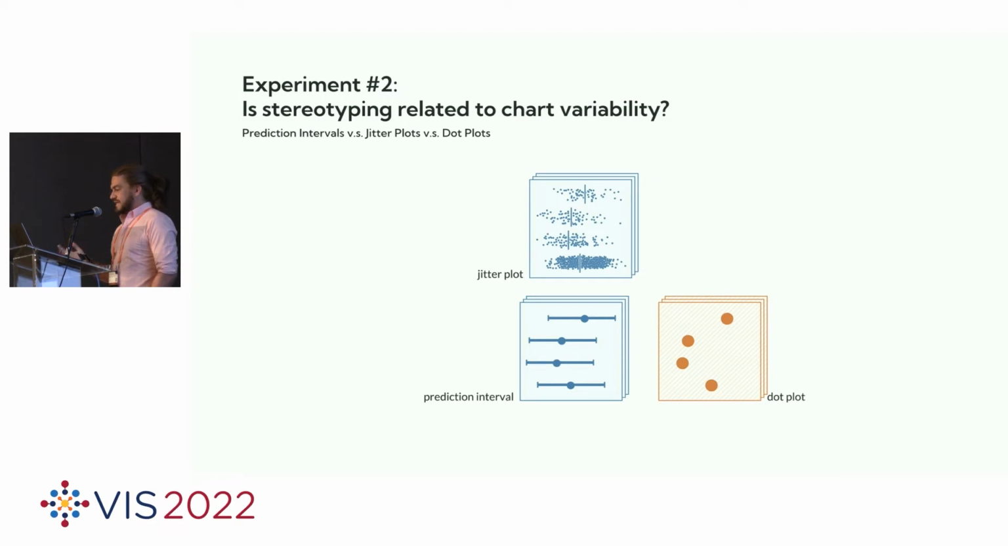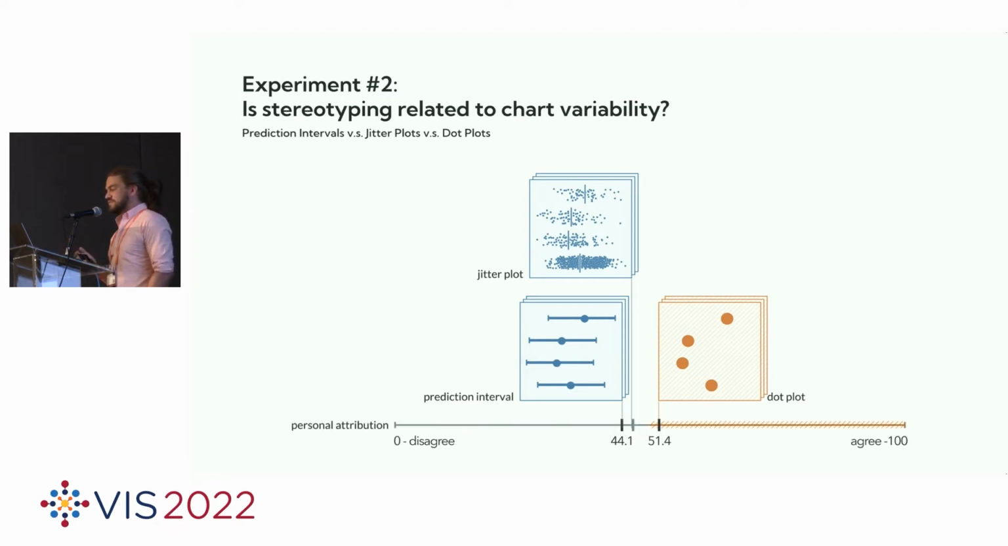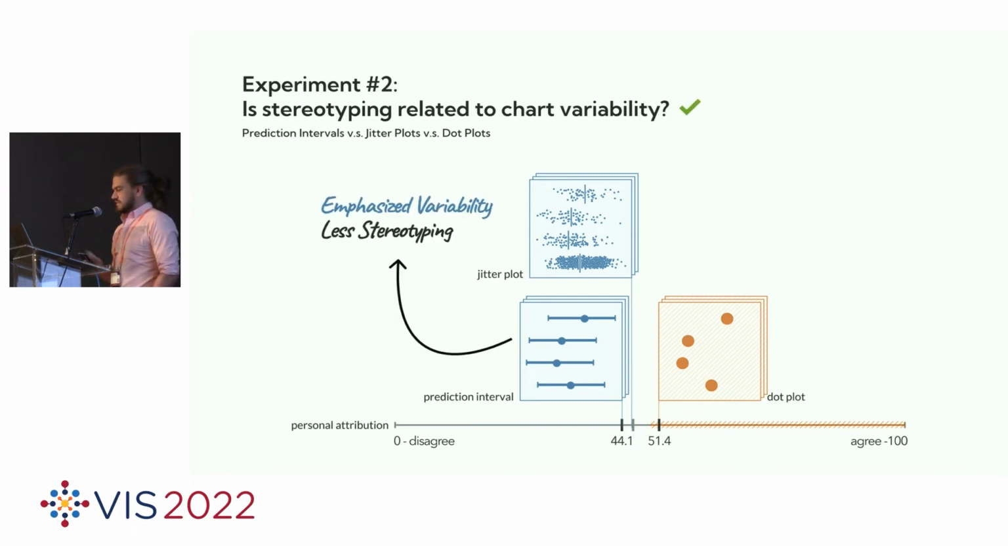We also varied topic. For this experiment, we found that prediction intervals reduced personal attributions compared to dot plots by 7 points. Jitter plots landed somewhere in the middle, closer to prediction intervals, but not significantly different from either of the other 2 chart types. So again, in this experiment, the chart types showing outcome variability reduced stereotyping relative to charts hiding it.